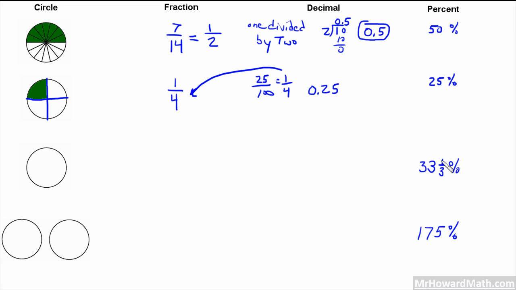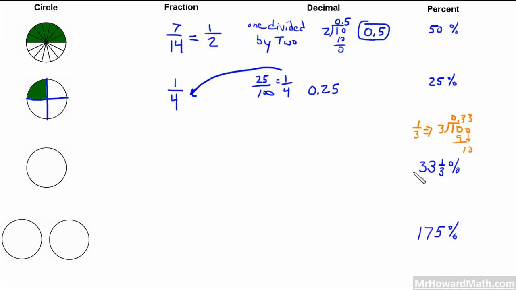So 33 and 1/3. So what is 1/3 as a decimal? Well, 1/3 is the same as 1 divided by 3, right? So 3 goes into 1 0 times, put in our decimal place. Add the 0 there, 3 goes into 10 3 times. 3 times 3 is 9. 1 left over, bring down another 0. 3 goes into 10 again, 3 times, and you can see we're going to have a pattern here. So 1/3 is the same as 0.33.